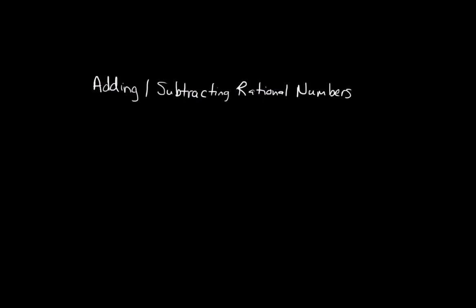Today we're going to be talking about adding and subtracting rational numbers. Remember, your rational numbers, those are fractions and decimals that stop. So for some examples, those are like 1/2, 0.6. Those are your kind of examples of rational numbers.